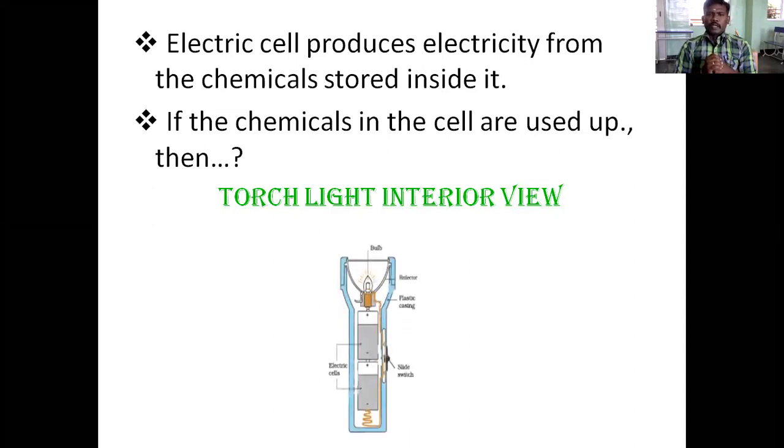In this torchlight, we are using two cells connected in a series combination. So the bulb can glow for a particular time, a particular month or a particular week, depending upon the usage. If you continuously use that torchlight, definitely the chemical energy is reduced due to the conversion into electricity. Okay. So in your textbook, the diagram is given.